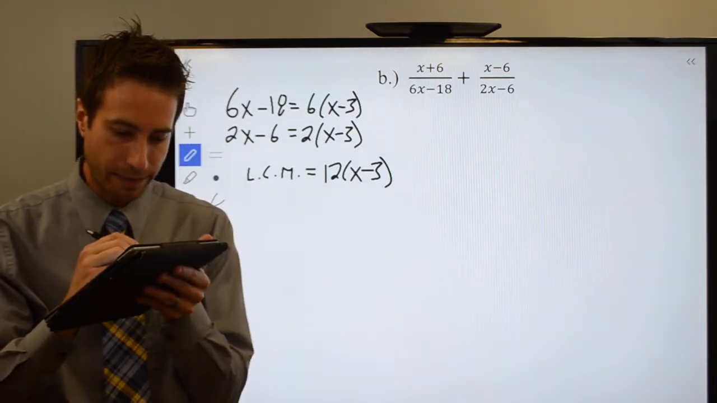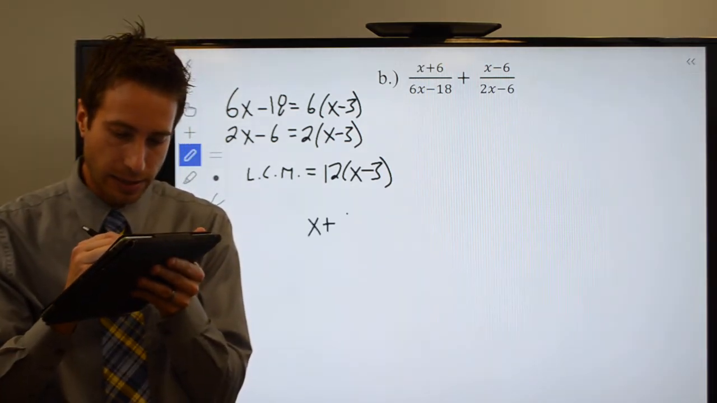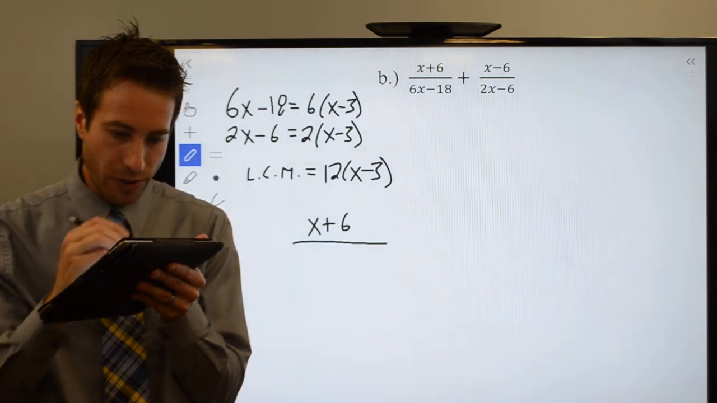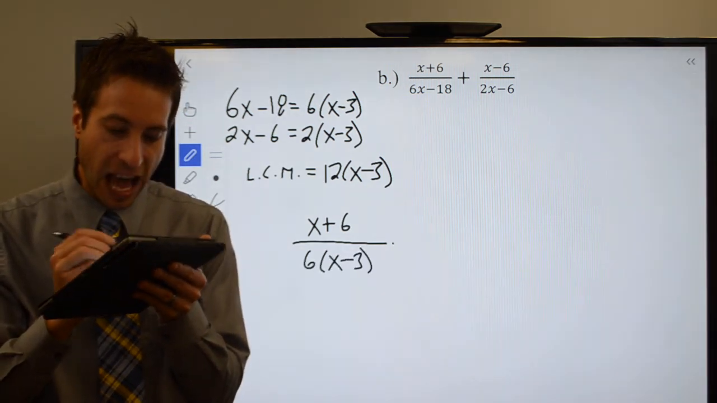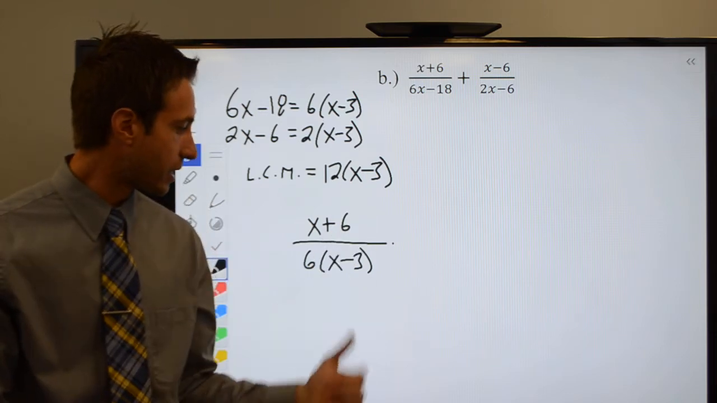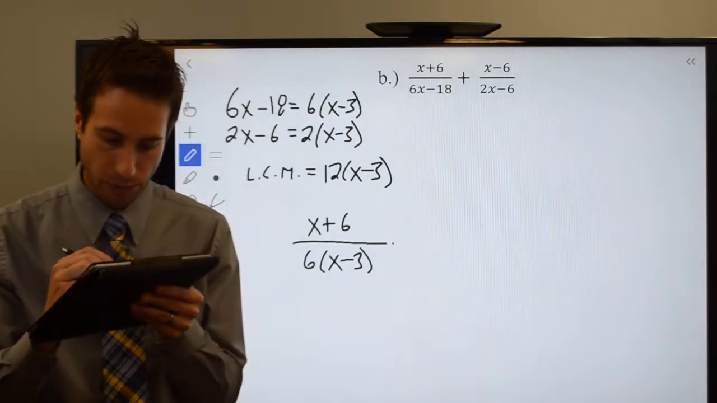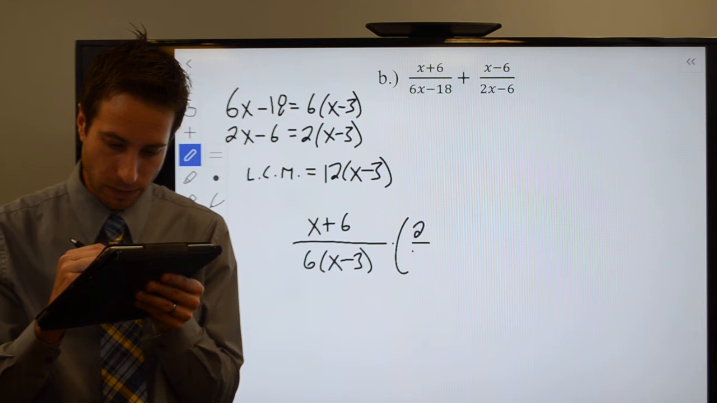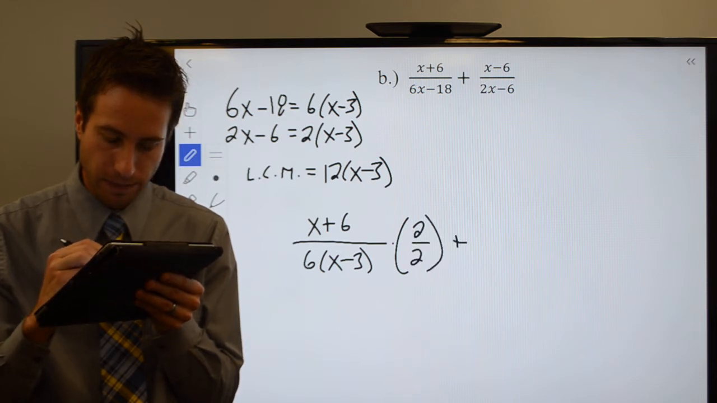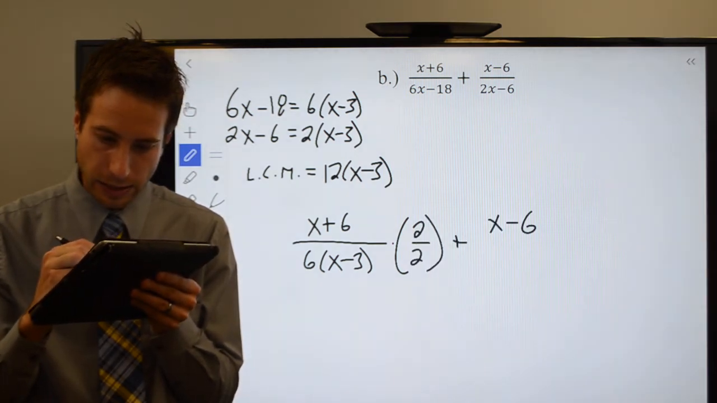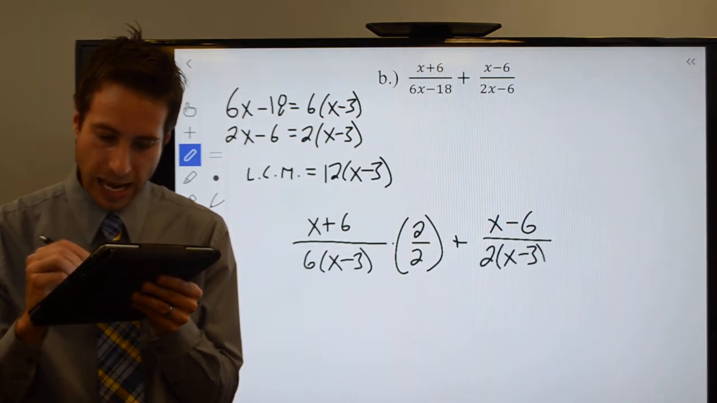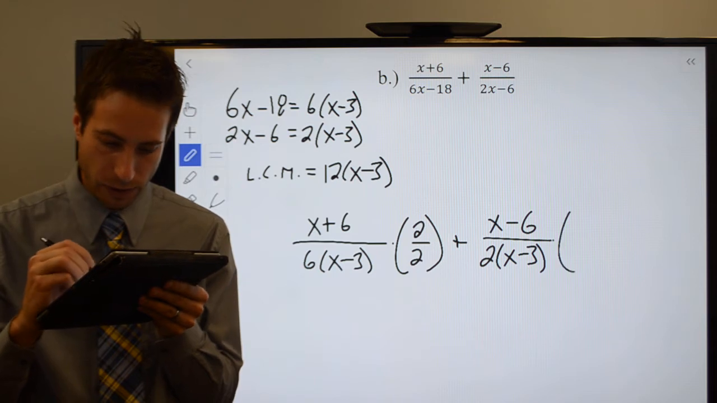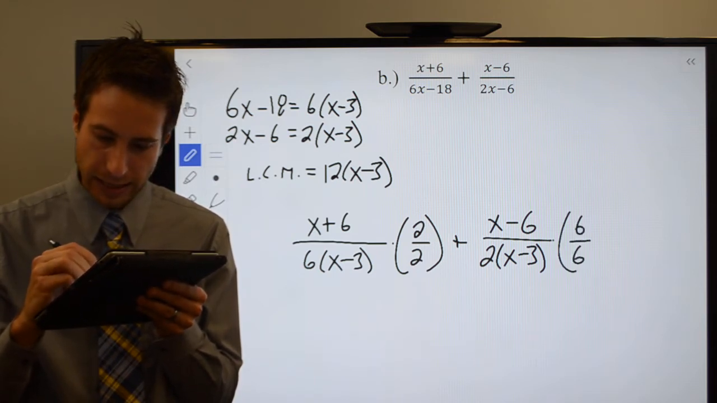First, rewrite it. So (x plus 6) over, well, that factors into a 6(x minus 3). I need it to be a 12(x minus 3), so I'll multiply top and bottom by 2. Okay, plus (x minus 6) over 2(x minus 3). I need it to be a 12, so multiply top and bottom by 6.